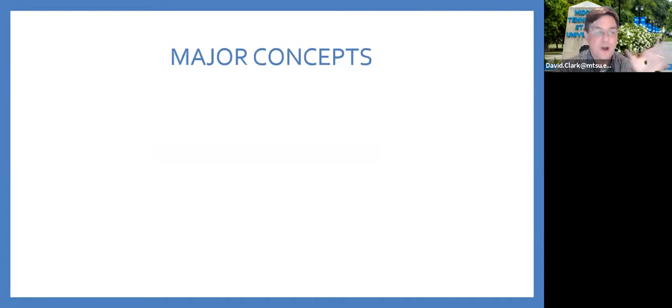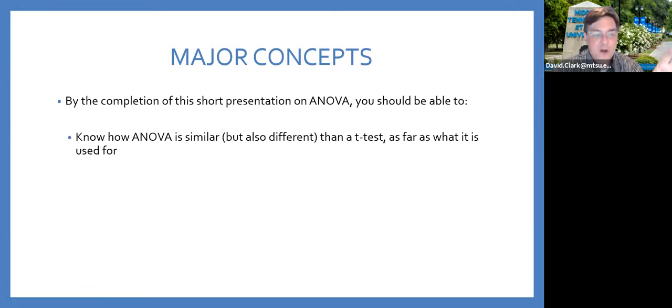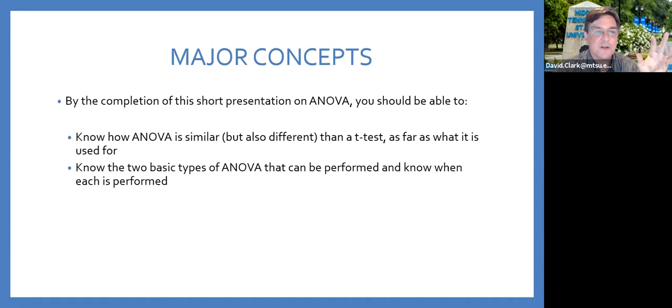Now, for ANOVA, we're going to talk about how ANOVA is similar to a t-test, as far as what it's used for, okay? And again, guys, we're talking about really basics here. There are two basic types of ANOVA that you need to be familiar with, and you need to know when each one is performed, okay? That's where the meat of the questions are going to be, as far as exam 2 is as far as stats stuff.